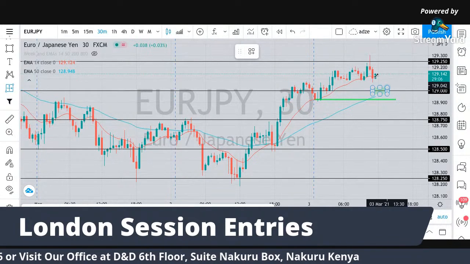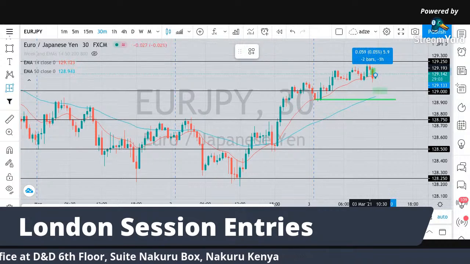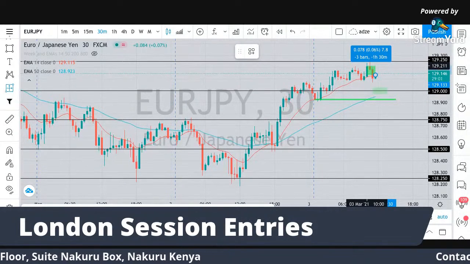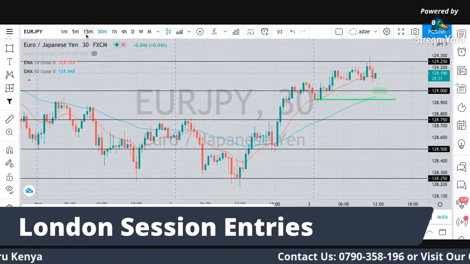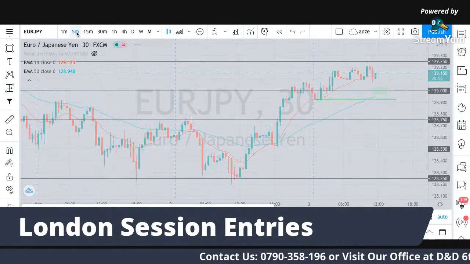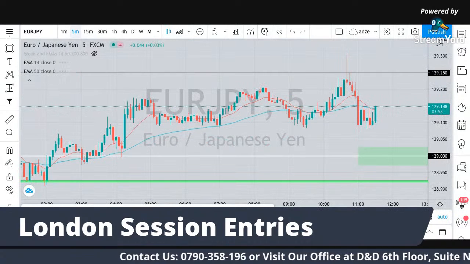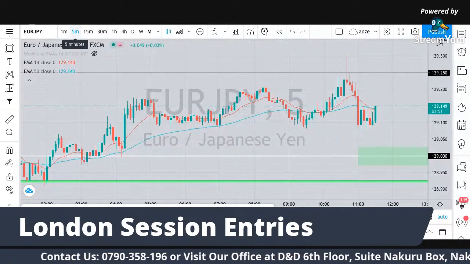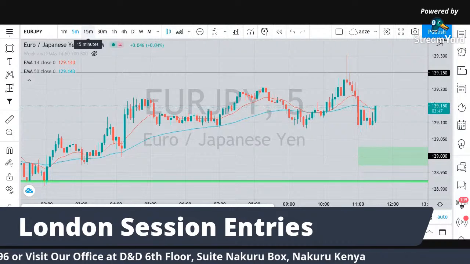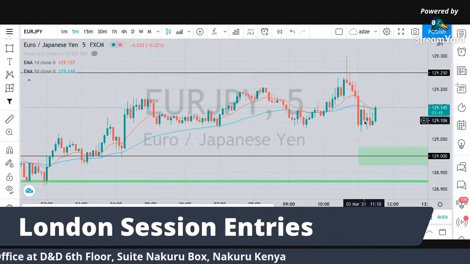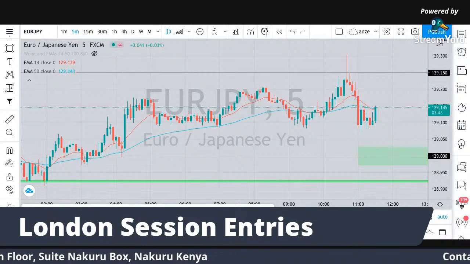Let me do a quick scan. Let's look at 5 minutes. These are good quick scalpers. Let's see how the 5 minute closes. Yes, these ones follow our principles.